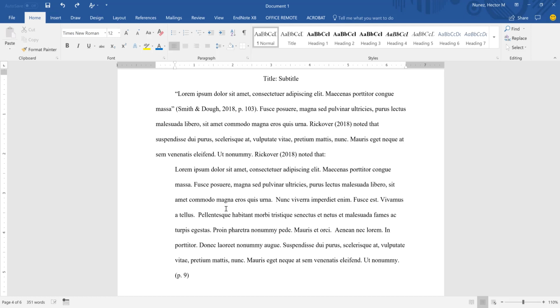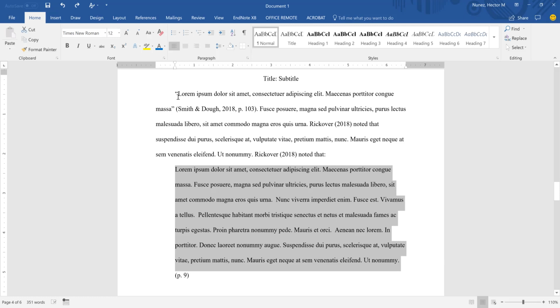But just in the event that you absolutely have to use a 40-plus word quote, here's how you do it. You start off with Rickover 2018. So the author, the year, noted that, or something along the lines of stated that, conveyed. And then you put in a colon, and then you put in your 40-plus word citation.